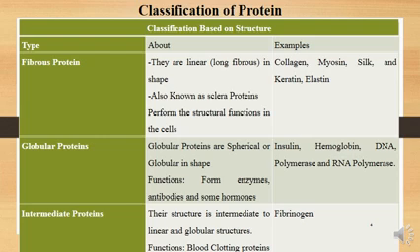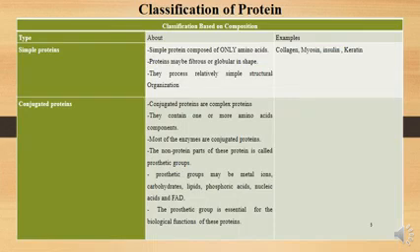We also have the intermediate proteins. Their structure is intermediate between linear and globular structure. Functions include blood clotting, and an example is fibrinogen. We have classification based on composition. We have the simple proteins and conjugated proteins.